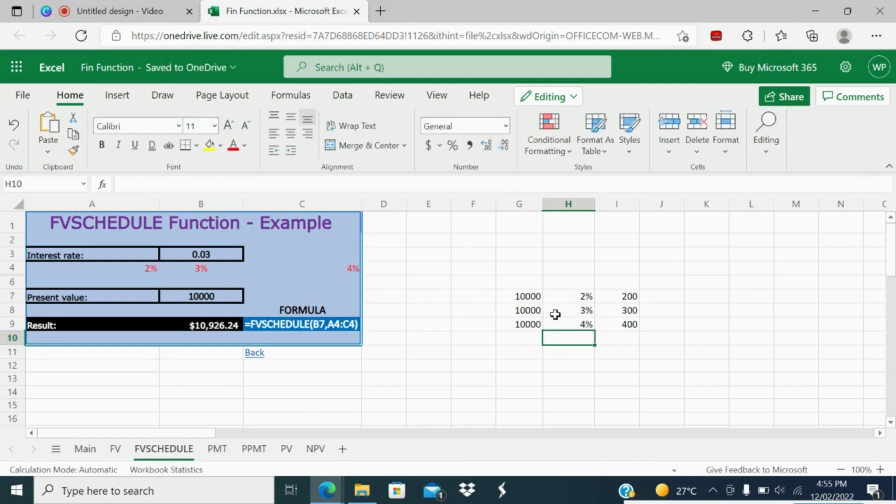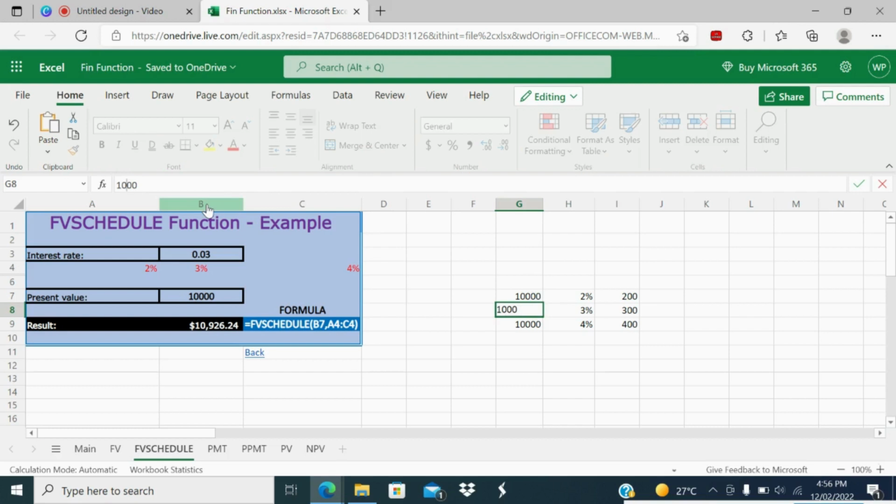So here 10,000, if you add this all, 10,900 is coming. One thing, the formula says an array of compound interest, so it will add. So when you say 10,200, I will add the 2% interest, it will be 306, and again I will add here 306.